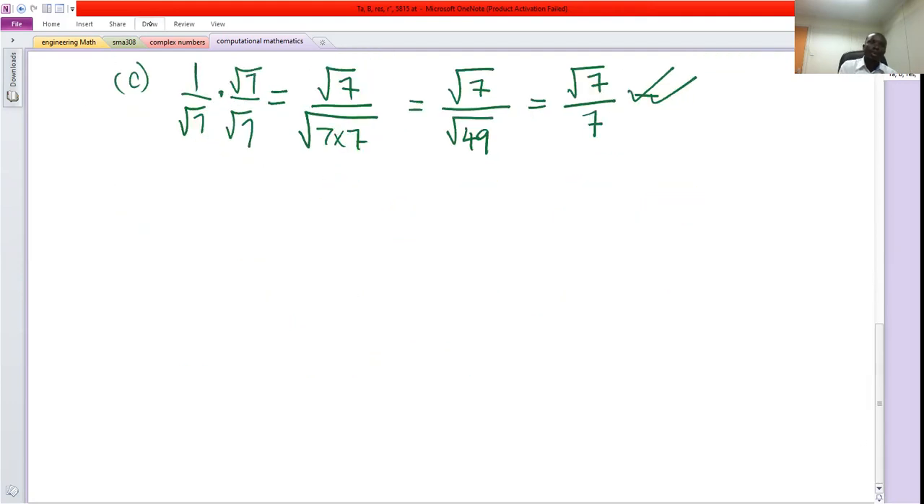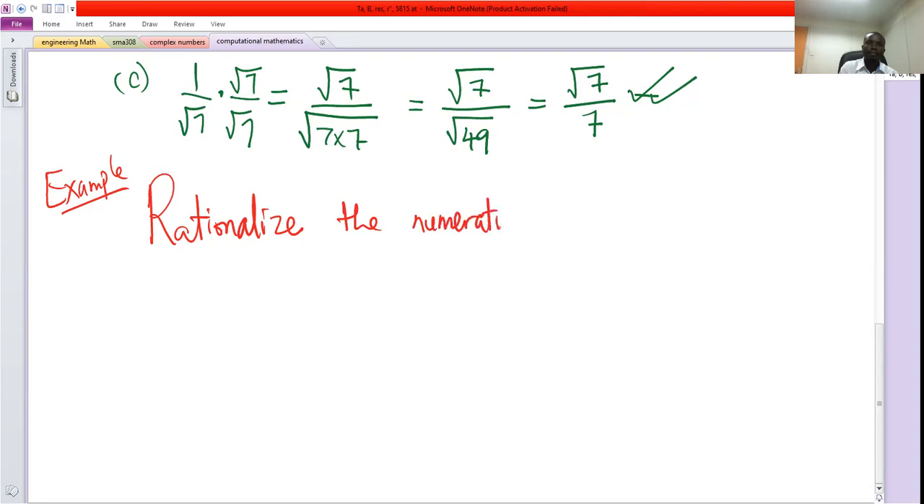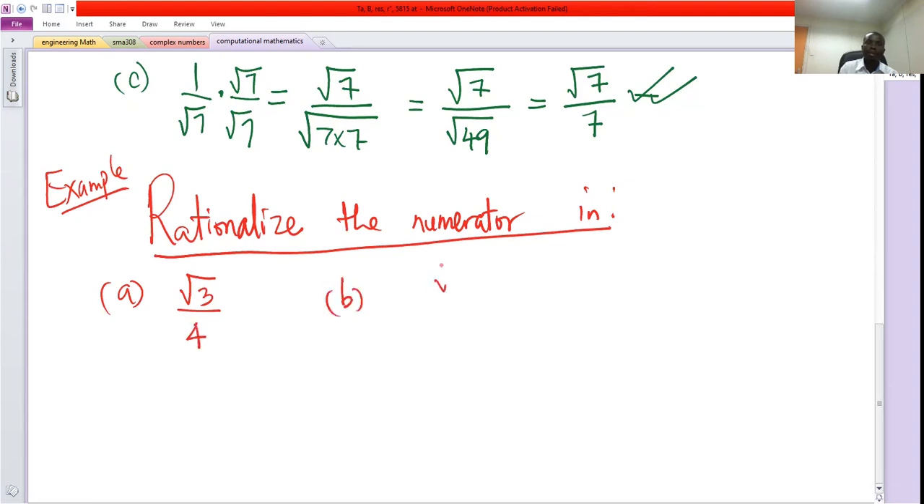Sometimes you can also be asked to rationalize the numerator, not just the denominator. So this is another example. Rationalize the numerator in: let's say a is root 3 over 4, b is root 2 over 5, and c is 3 root 2 over 7.